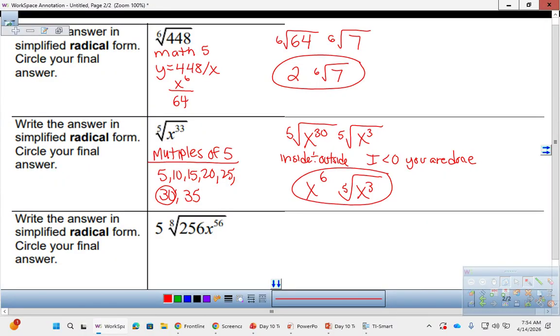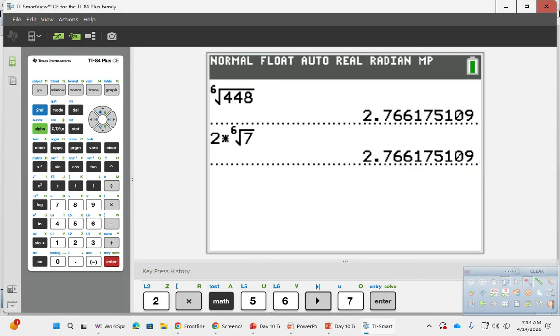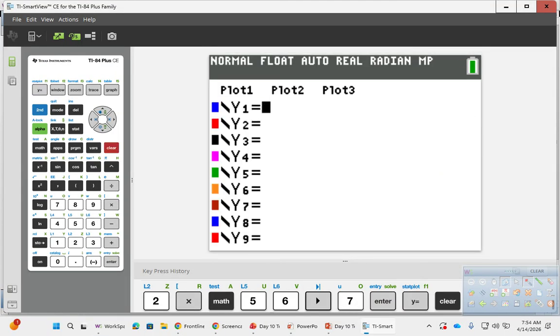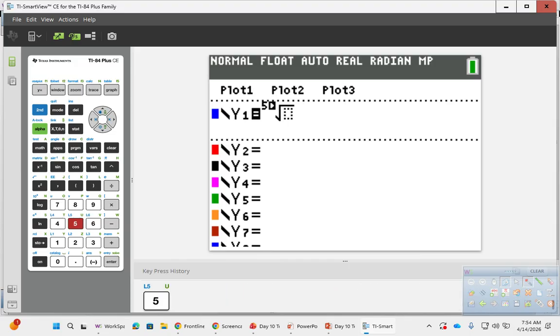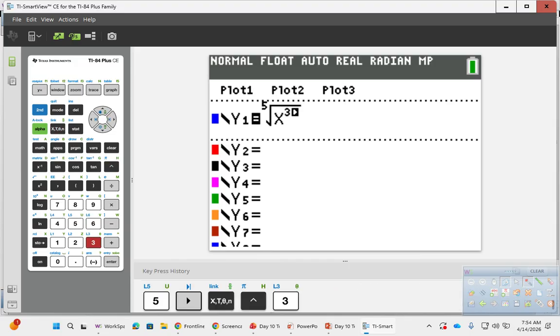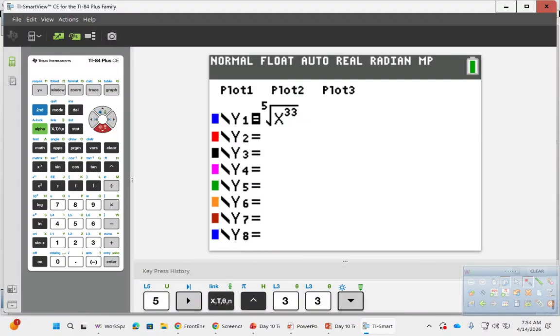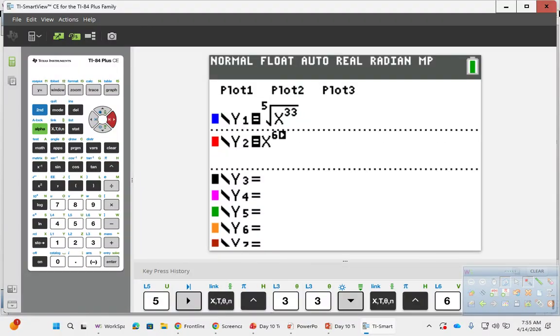All right, again, because this is a test, you're going to want to check your work. Because this is a variable, I can't check my work here. I've got to check it here. So I've got the 5th root of x to the 33rd power, and then I had x to the 6th. Now to separate this from my root, I have to use a times.